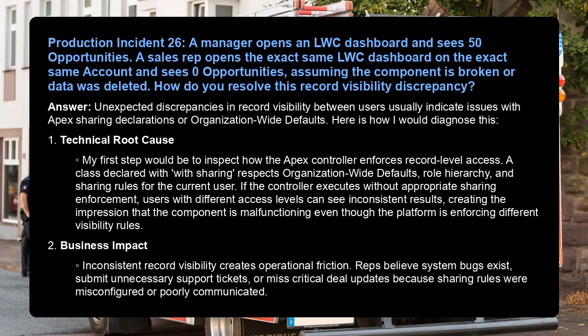2. Business impact. Inconsistent record visibility creates operational friction. Reps believe system bugs exist, submit unnecessary support tickets, or miss critical deal updates because sharing rules were misconfigured or poorly communicated.